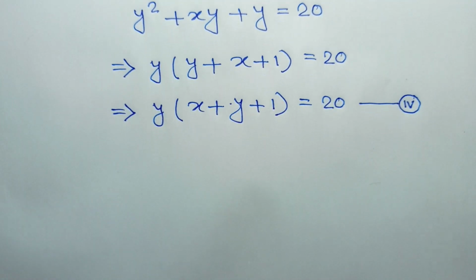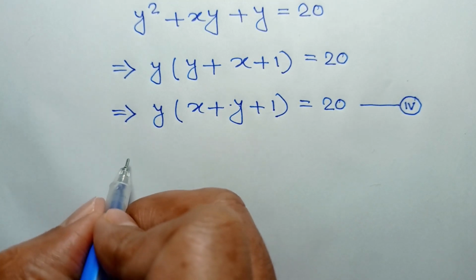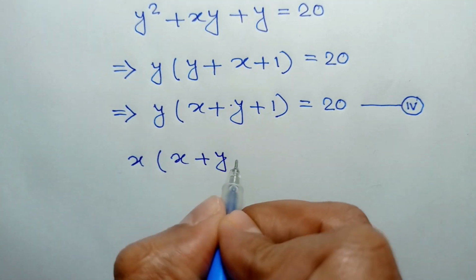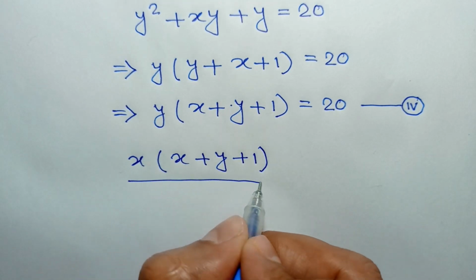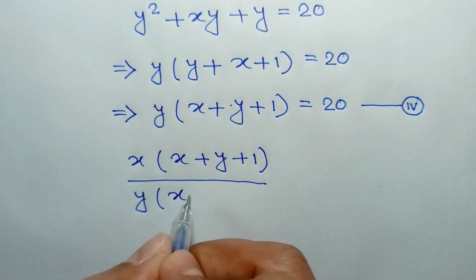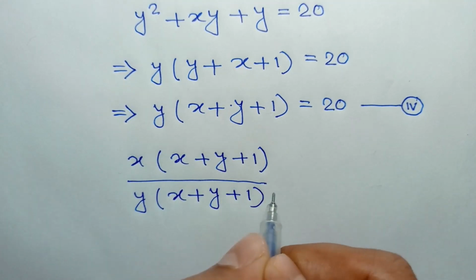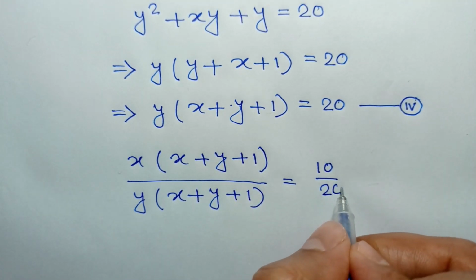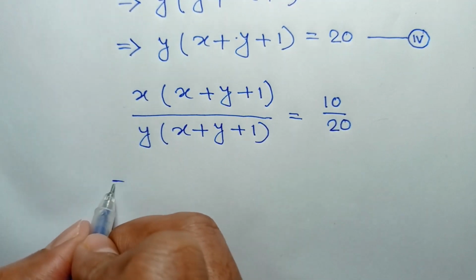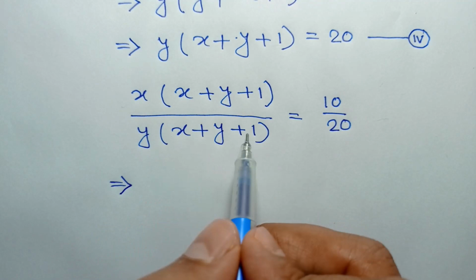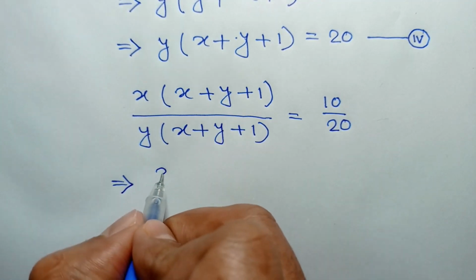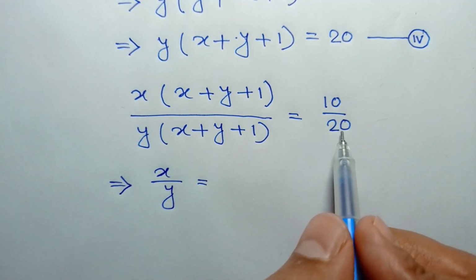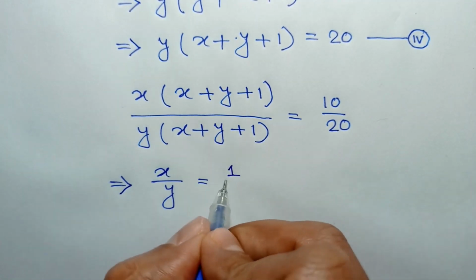Now if we divide equation 3 by equation 4, we can write x times (x plus y plus 1) over y times (x plus y plus 1) is equal to, from equation 3 10 and from equation 4 20, or this x plus y plus 1 will cancel out, so it will remain x over y. x over y is equal to 10 divided by 20, so it will remain 1 over 2.